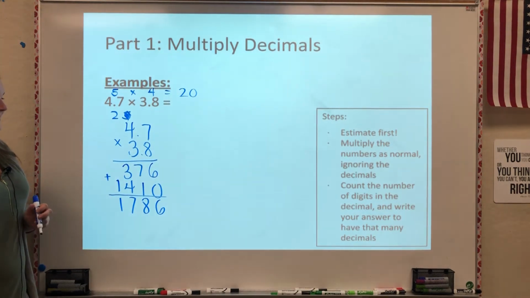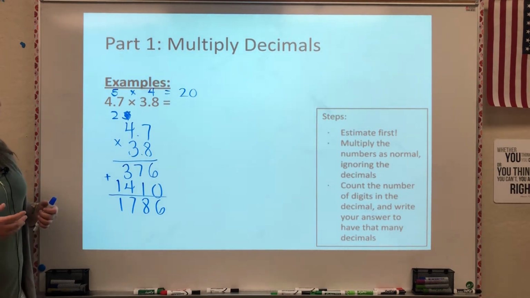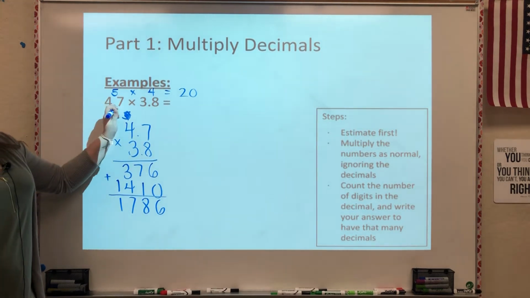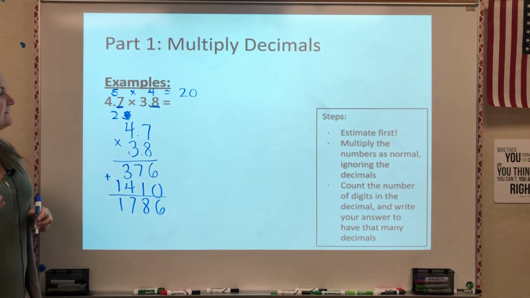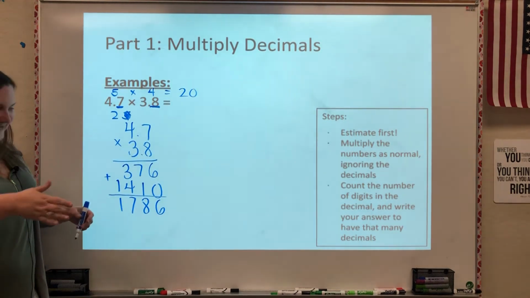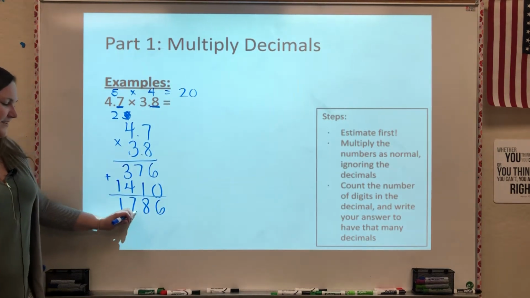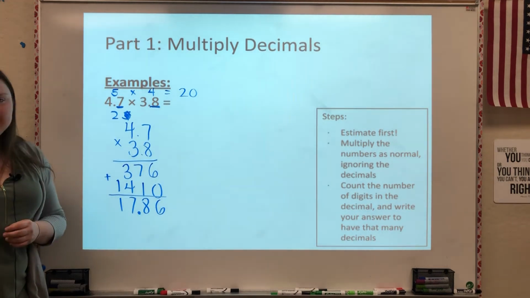Now the last part to this is, where is my decimal going to go in my answer? Well, I come back up to the problem. We've got 2 numbers after decimal points. There's a total of 2 numbers. So my answer is going to have a total of 2 numbers after the decimal point. I'm going to go 1, 2, and there's my decimal. We get 17.86.